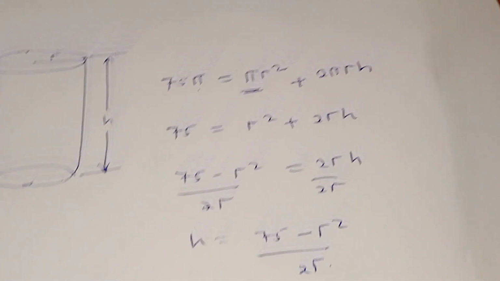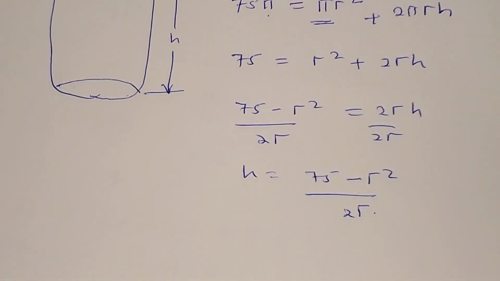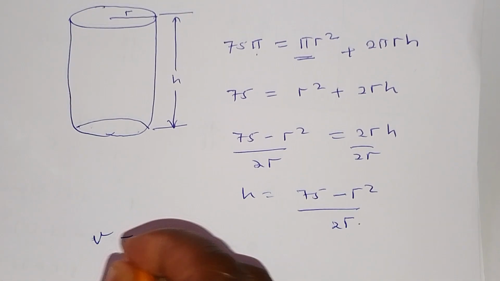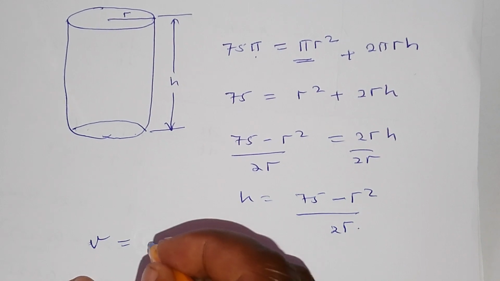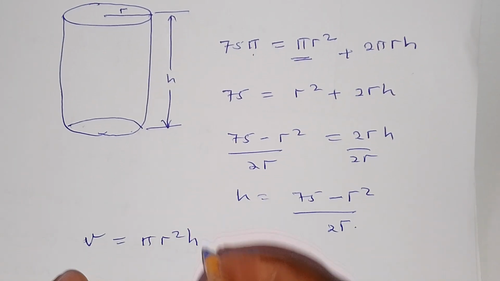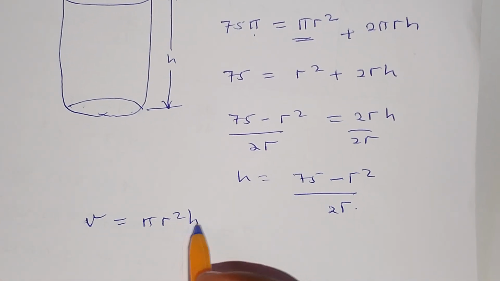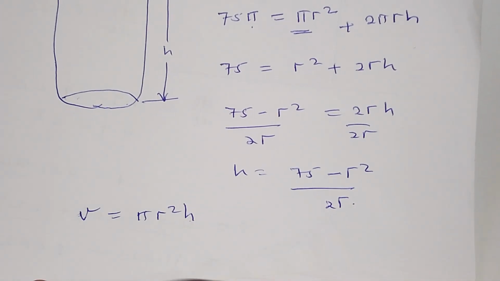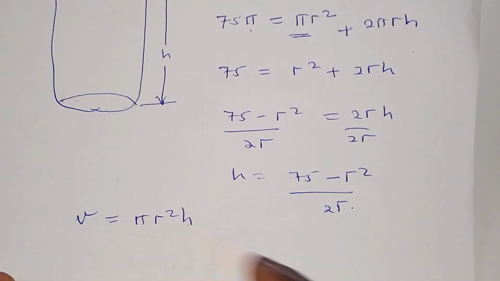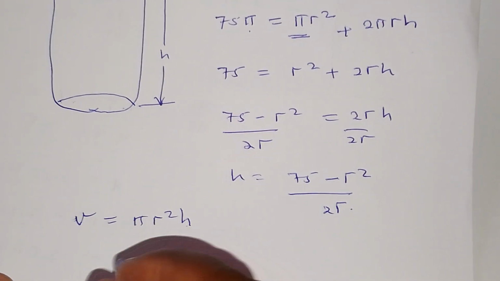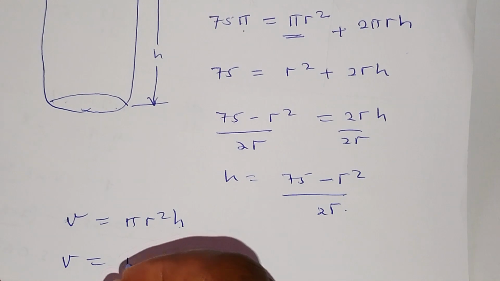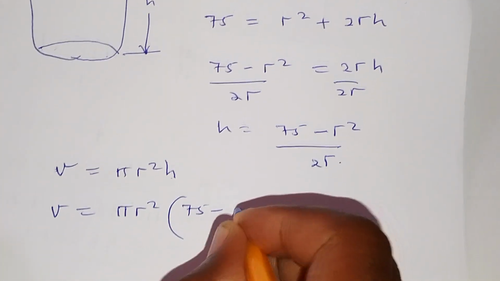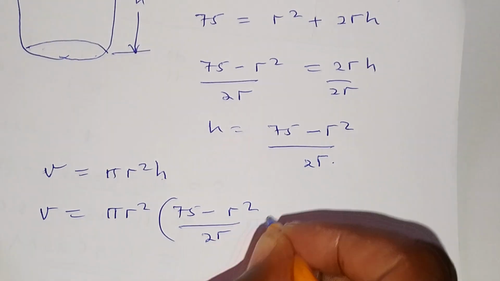Okay, so I'm going to come up with an expression for the volume, because it is the volume that has to be maximum. As we all know, the volume of a cylinder is pi r squared h, and this is nice because now where I have h, I'm going to substitute 75 minus r squared over 2r, so that the whole expression will be purely in terms of r. So I have V equals pi r squared, then we have 75 minus r squared over 2r.